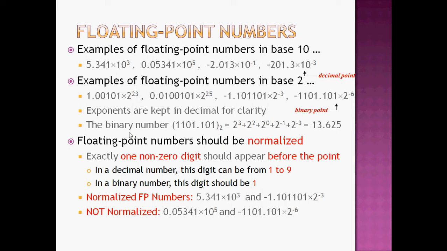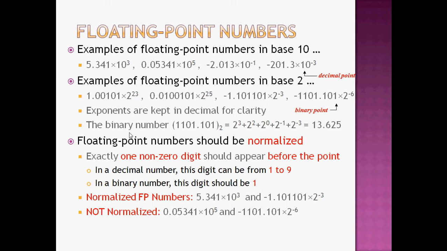Examples of floating point numbers in base 2 are 1.00101 into 2 to the power 23, 0.0100101 into 2 to the power 25, minus 1.101101 into 2 to the power minus 3, minus 1101.101 into 2 to the power minus 6. Here 1 and 0 represent the binary point. Exponents are kept in decimal for clarity.